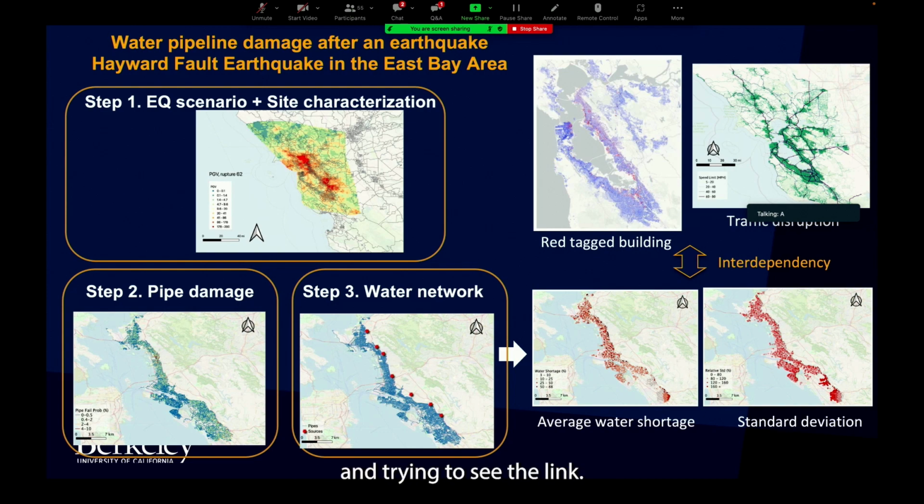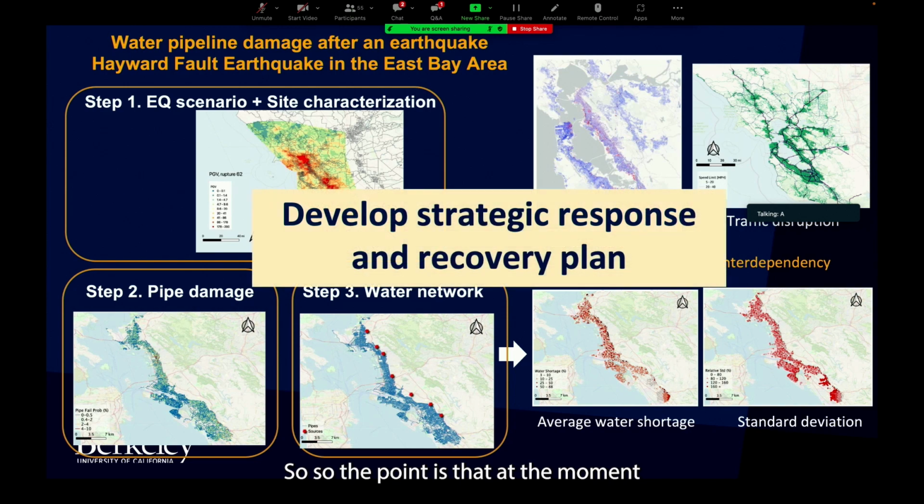So the point is that at the moment, what we're looking at with East Bay MUD and the Water Agency is really to develop a strategic response and recovery plan using this tool. If there are a lot of red tag buildings, there's no need to recover the water at the beginning. We have to make sure that it recovers at certain places that we need.